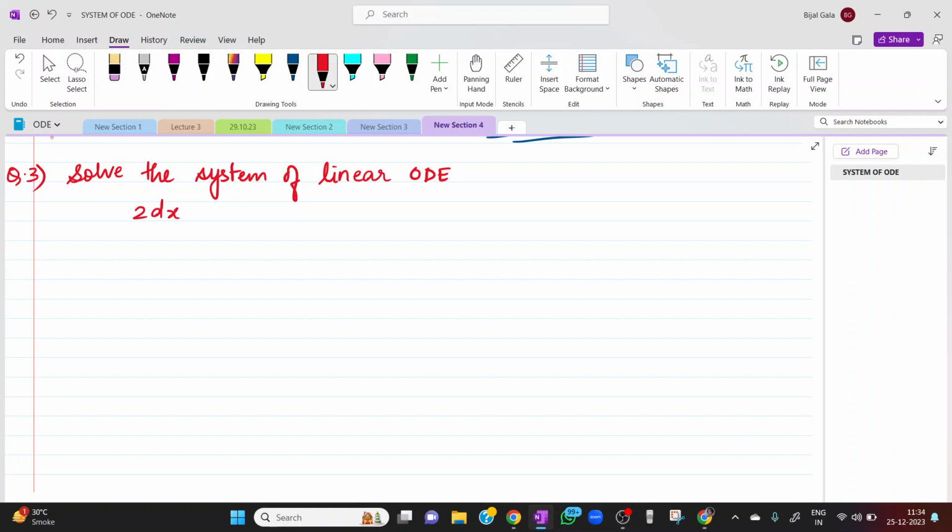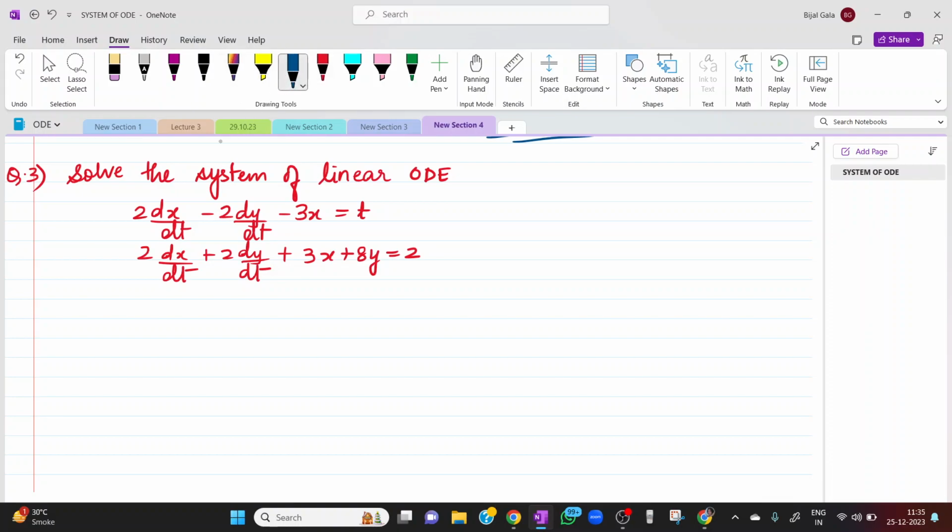The system is 2 dx by dt minus 2 dy by dt minus 3x is equal to t. Now you can see there is a function of t, therefore it is non-autonomous. Then again you have 2 dx by dt plus 2 dy by dt plus 3x plus 8y is equal to 2. Okay? So it is not that both equations need a t term, but if even one equation has a t term independently, then it is a non-autonomous system.